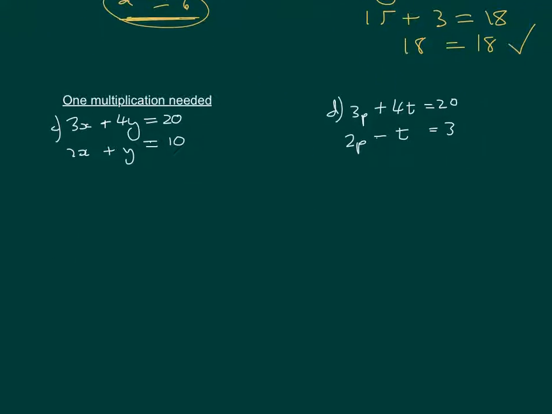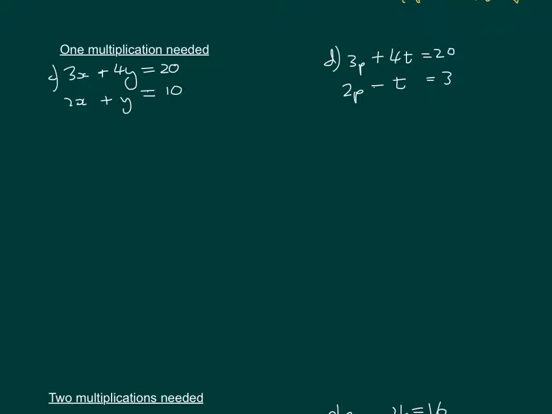Let's move on to where one multiplication is needed. That's where none of the coefficients are the same, but by multiplying one of the equations, we'll be able to get the coefficients the same. The way that we're going to be able to do this is if we multiply equation 2 by 4, because then that will make the y coefficients both 4. Multiply this whole equation by 4. It's going to give us a third equation, which will be 8x plus 4y equals 40. I'm going to call that equation 3.